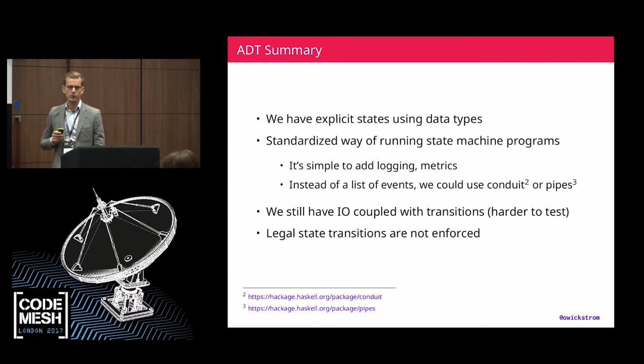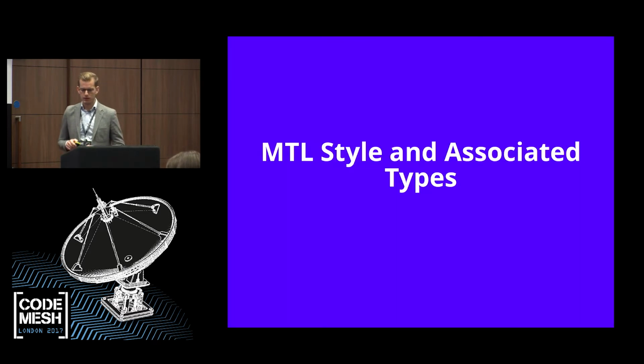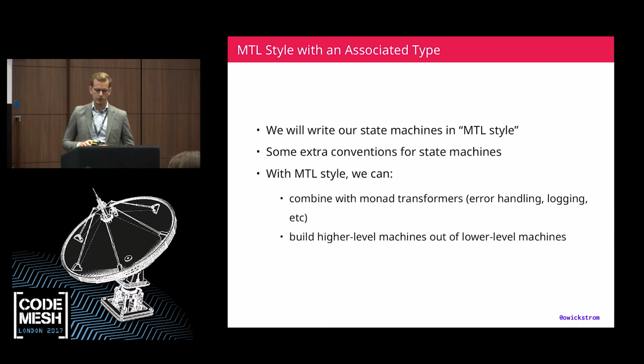So could we get some more flexibility around testing? And could we get some stronger guarantees about our program actually following our model? So we're going to use MTL style, as it's known, and we're going to use associated types. This is a kind of extension to MTL style for state machines. We will write our state machine in this MTL style, which you will see soon. We will have these extra conventions for state machines, which I'll describe.